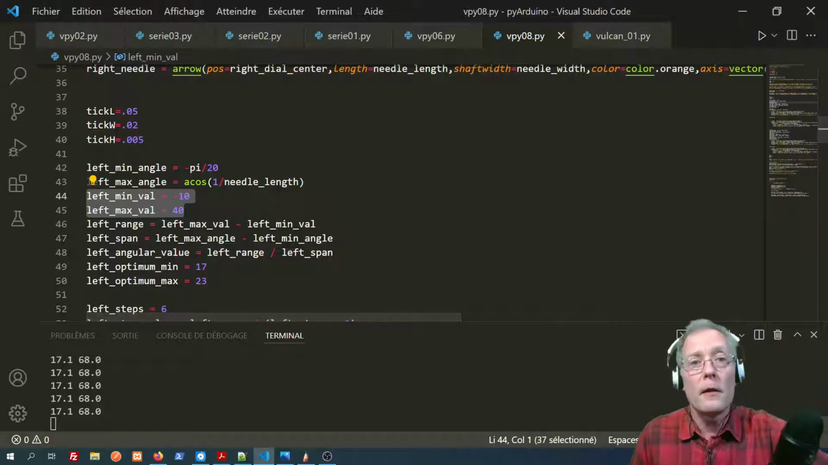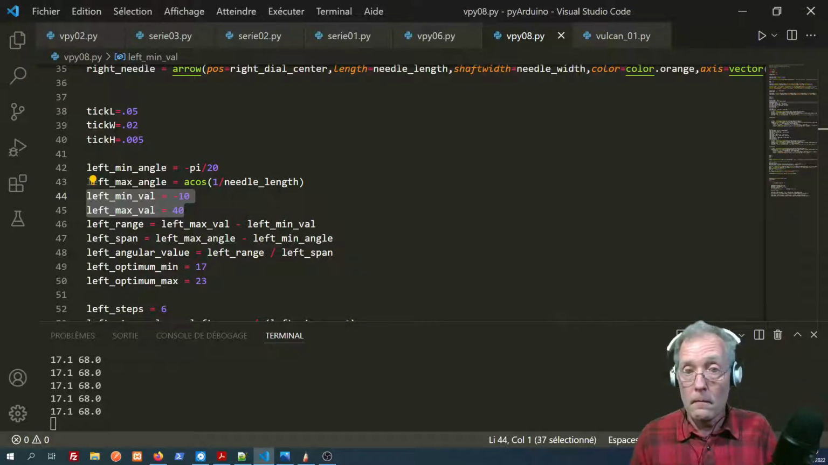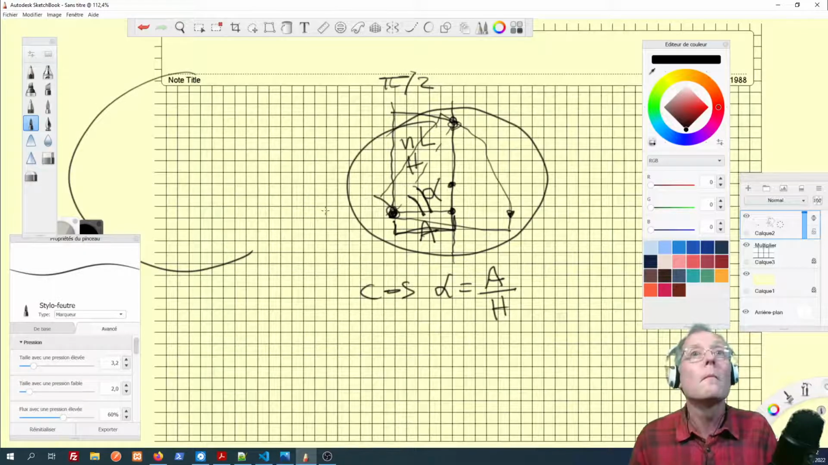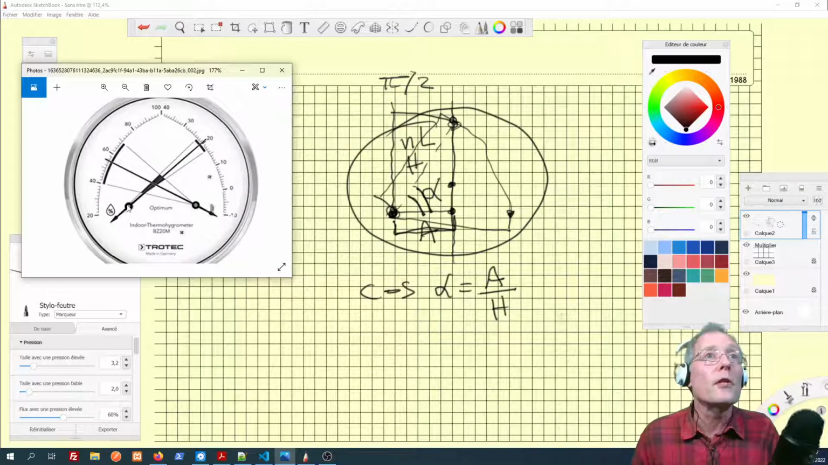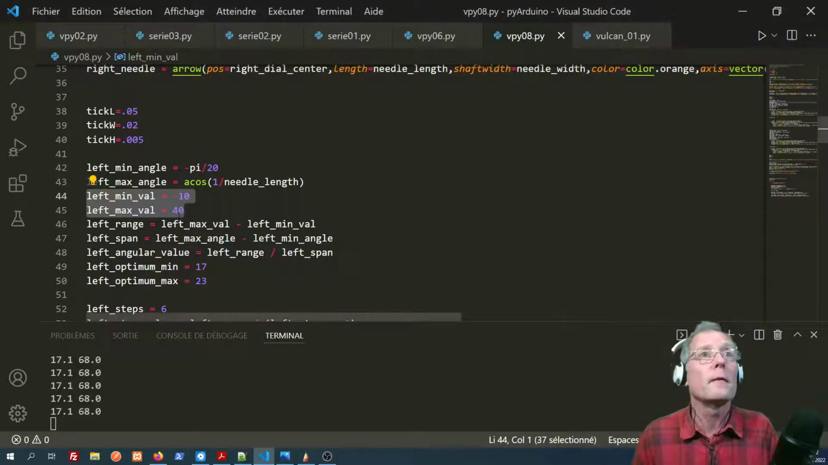And the left dial is for what? Where is it? Now the left dial, which is here, is for the temperature. Okay, so the minimum value for the left dial is -10, and the maximum value is 40. That's it. That's what we do here.